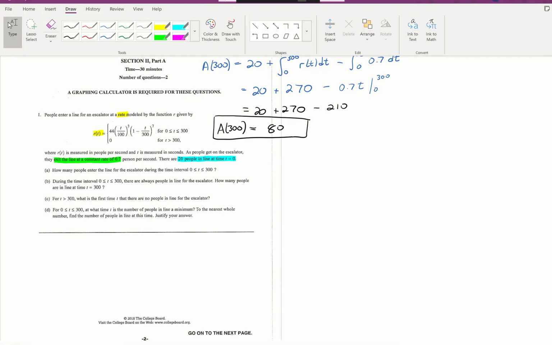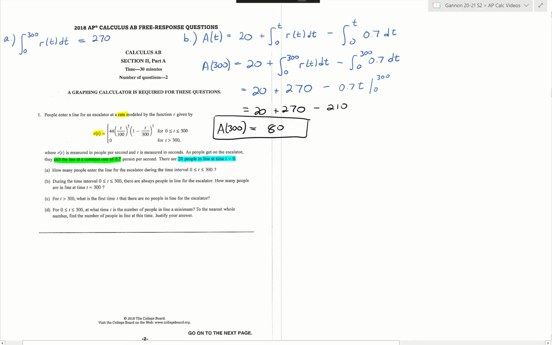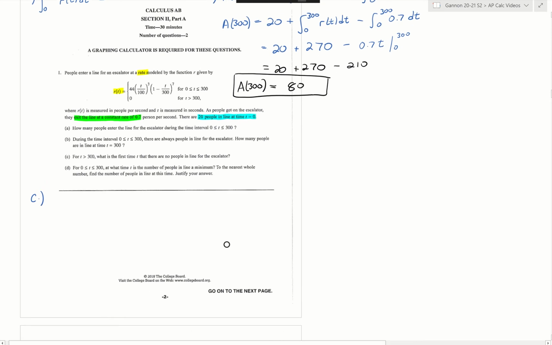All right, so looking at part C now, it says for t greater than 300, what is the first time t that there are no people in line for the escalator? Well, we know that at 300 seconds, there are 80 people in line. So it's going to be 80 minus.